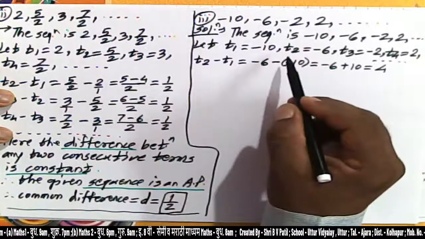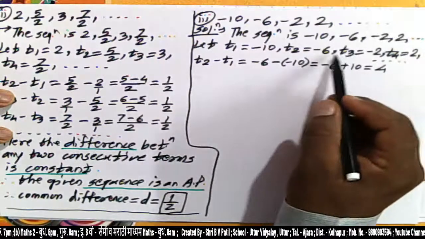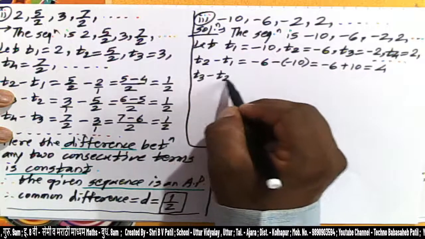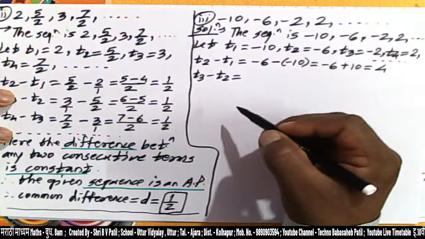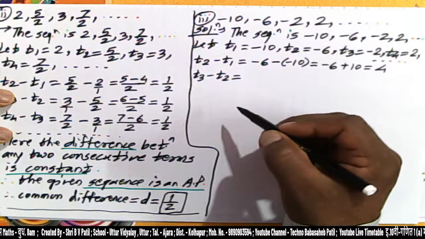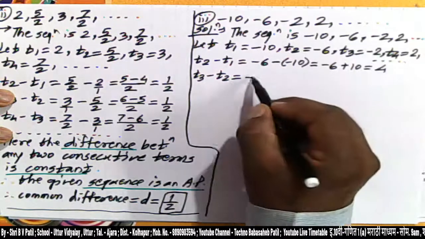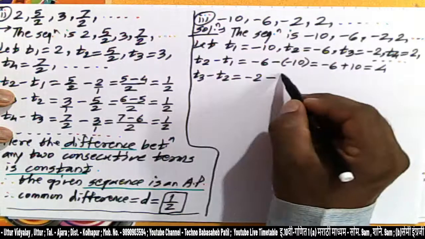Then first and second we take the difference, second and third we take the difference, that is T3 minus T2. The value of T3 is minus 2, minus the value of T2, which is minus 6, we write in brackets.